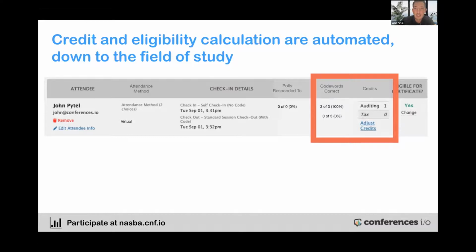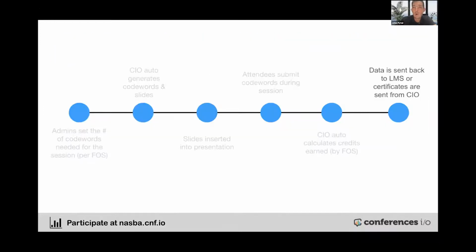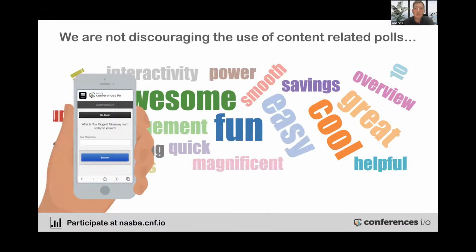So in this example, we see that he completed 3 out of 3 of the auditing codes, but none of the tax. So it automatically adjusted them to being eligible for the auditing credit, but not the tax credit. And then all that data is either sent back to the LMS, or you can do the certificates right from conferences.io. Now, with the code words, we're not discouraging the use of content-related polls, right?